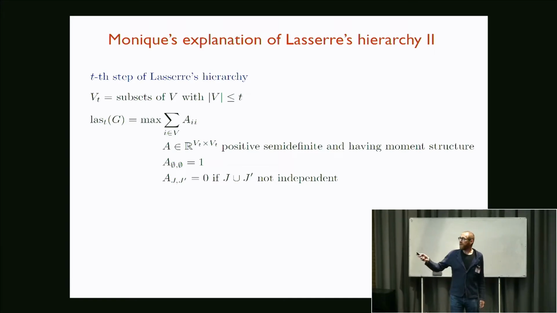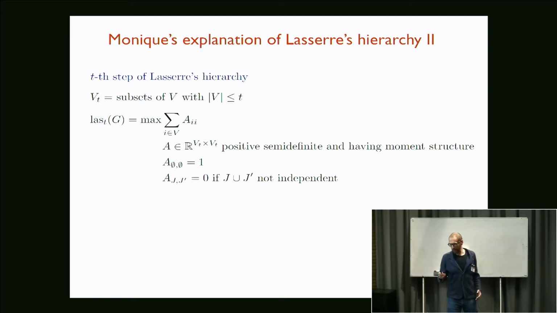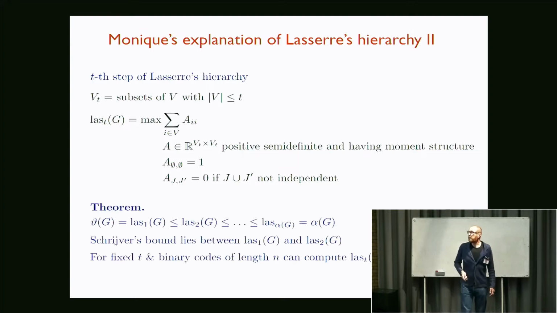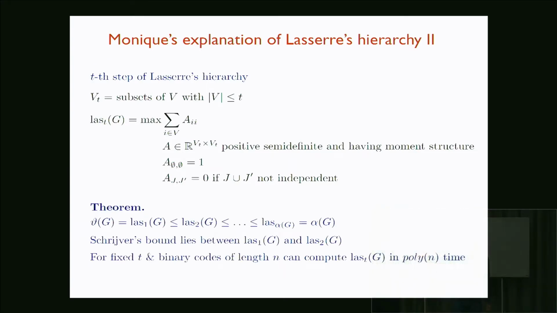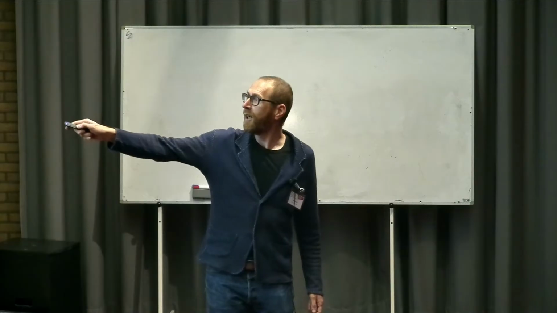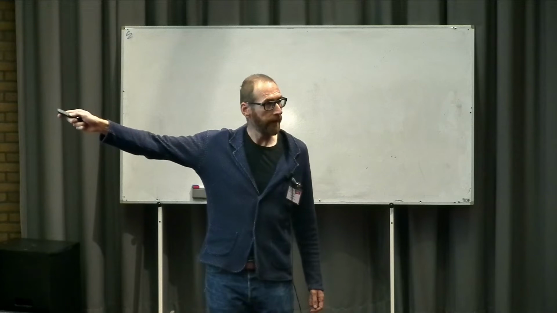So this gives us a sequence of growing semi-definite programming problems. And Monique showed that the very first step of Lasserre's hierarchy is simply the theta number. Then these numbers can grow, and at the end, at the alpha step, they converge to alpha. So in principle, you can use this Lasserre hierarchy to determine alpha at the end.